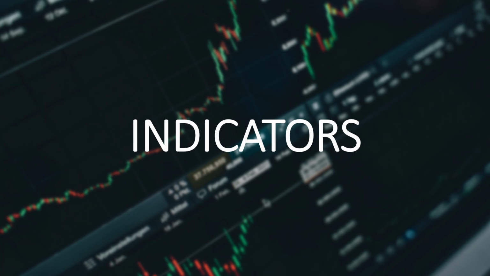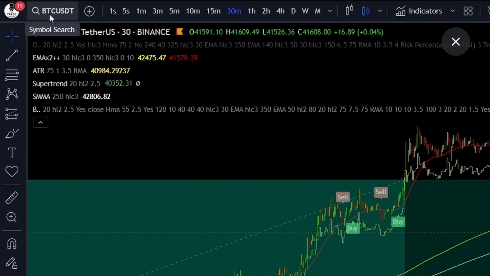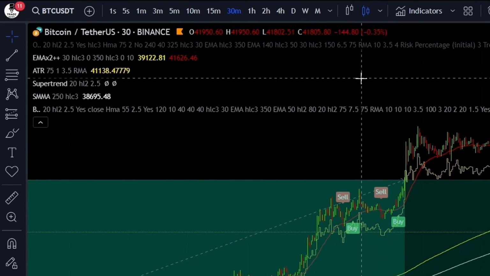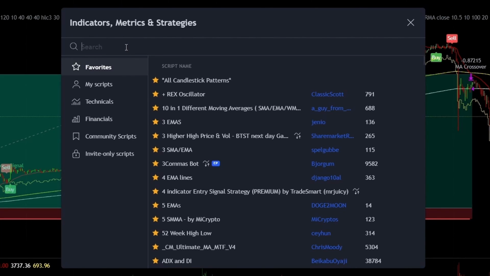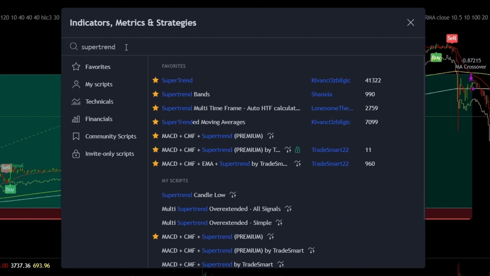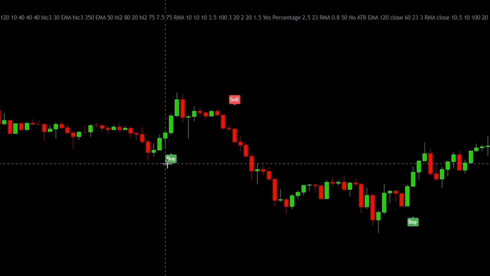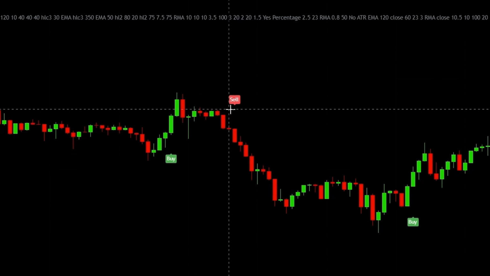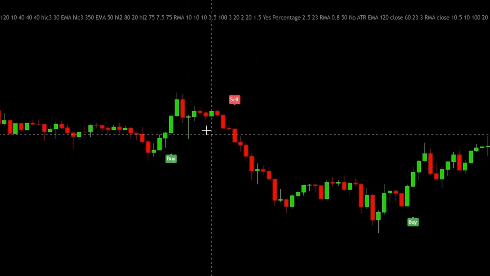So let's get started. For this strategy, first of all, open up TradingView and set up the BTC USDT 30-minute chart. Once you got that, head over to the Indicators tab and let's set our indicators. For this strategy, our entry signal indicator, as I said earlier, will be the SuperTrend. Add this one to your chart. The SuperTrend is an easy-to-use indicator. It simply prints buy and sell signals on the chart. Buy means enter into a long, and sell means enter into a short.